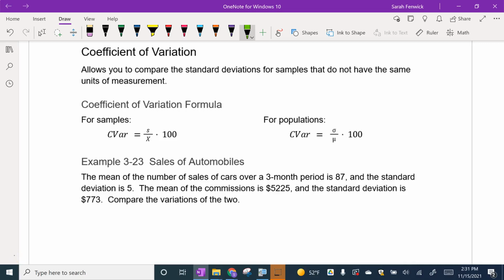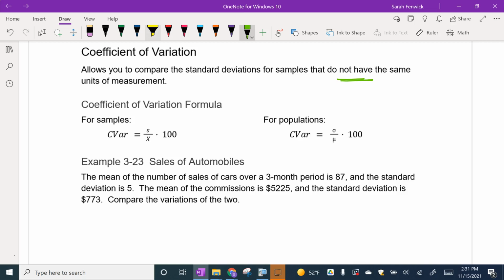In section 3.2 for statistics, measures of variation, we've already talked about variance and standard deviation for samples, for populations, for group data. Now we're going to talk a little differently about the coefficient of variation. The coefficient of variation allows you to compare standard deviations for samples that do not have the same units of measurement. So it kind of standardizes things for us a little bit.